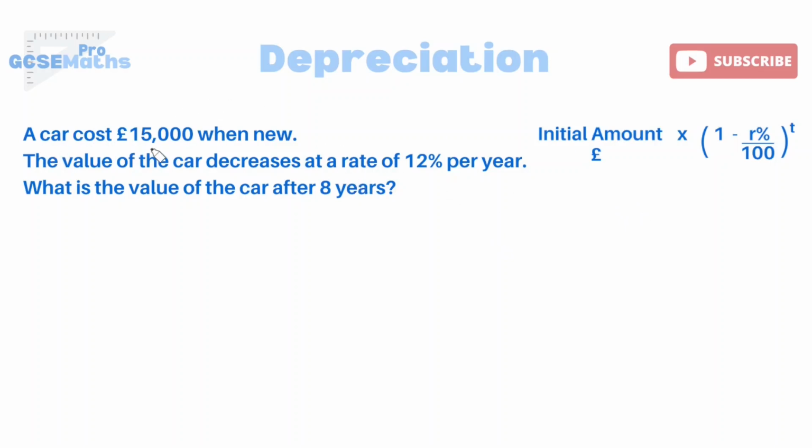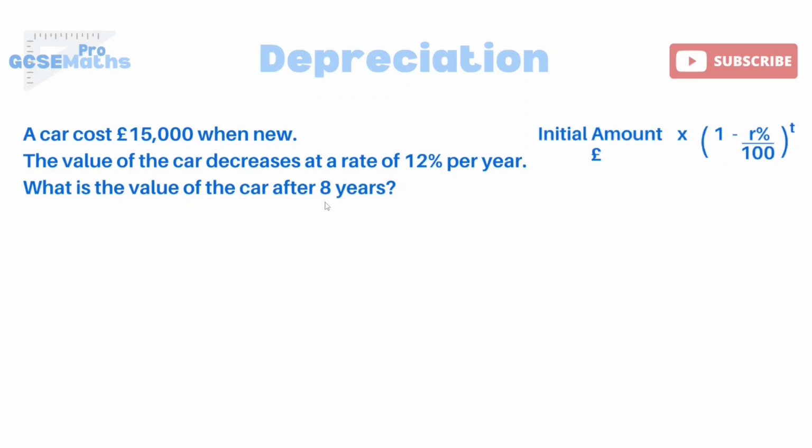So here we've got a car costs £15,000 when new. The value of the car decreases at a rate of 12% per year. What is the value of the car after 8 years? So if you have a look at this carefully, hopefully you can pick out that we've still got those 3 pieces of information that we look for when we go for compound interest questions. We've got an initial amount, so a starting value in this case, a percentage rate, and we've got a time frame. The only thing you've got to be aware of is it says decreases, right? So that's where we've got the minus rather than the plus.